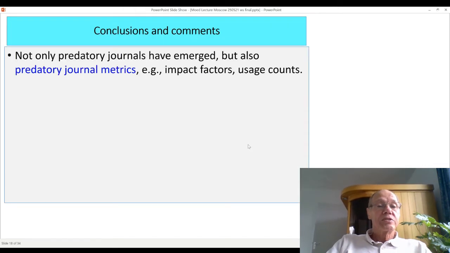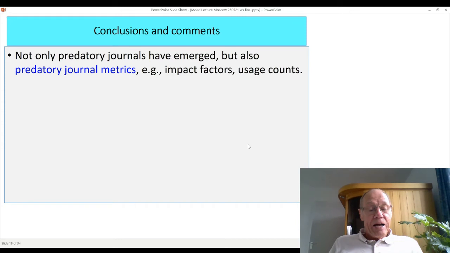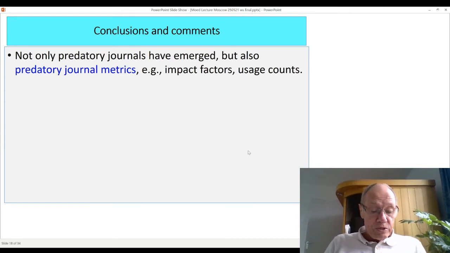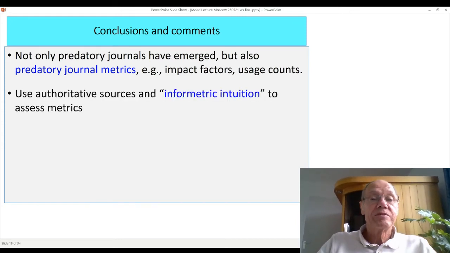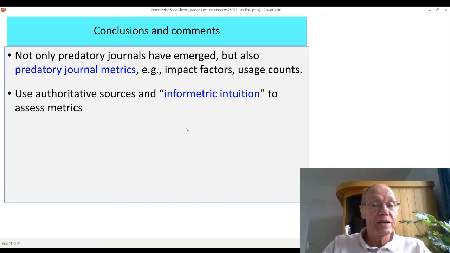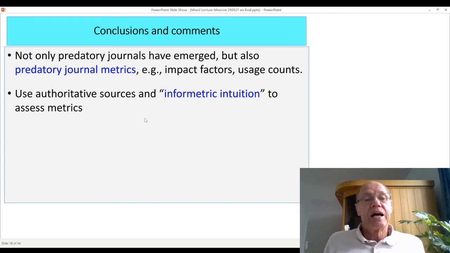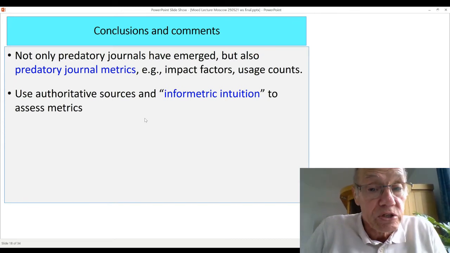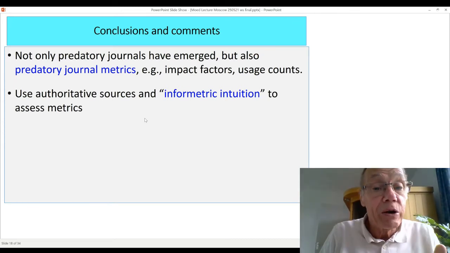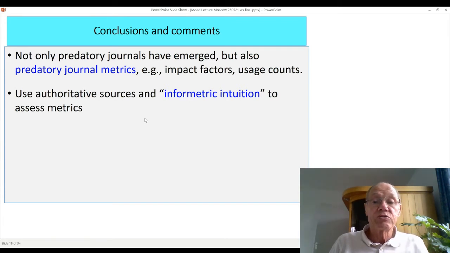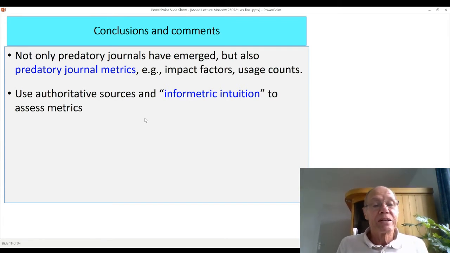Conclusions and comments. I have shown that we do not merely have now predatory journals, but also predatory journal metrics, for instance, impact factors or usage counts. We should be aware of this and use only authoritative sources. And we should develop some kind of an informetric intuition to assess metrics.